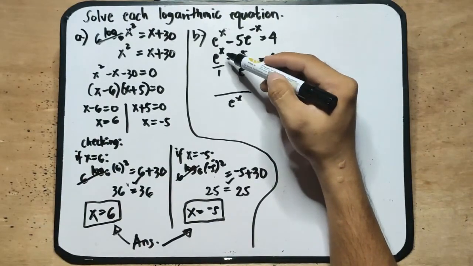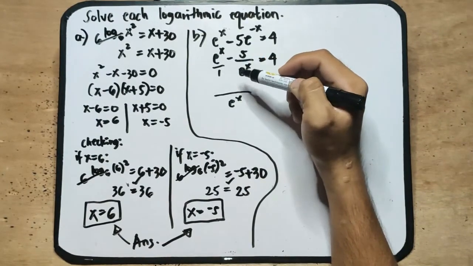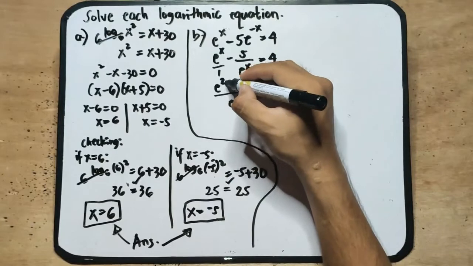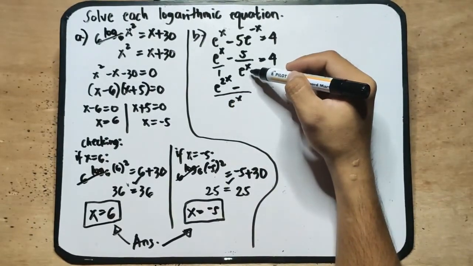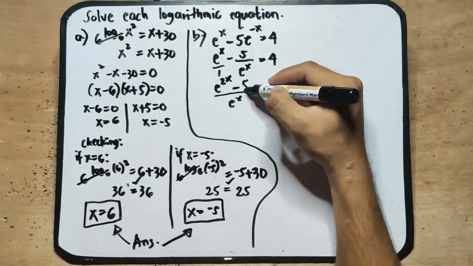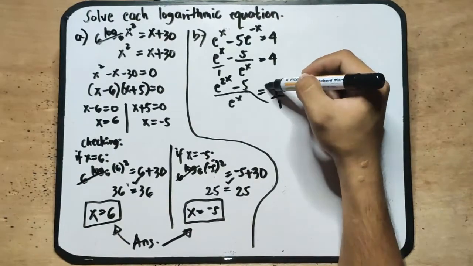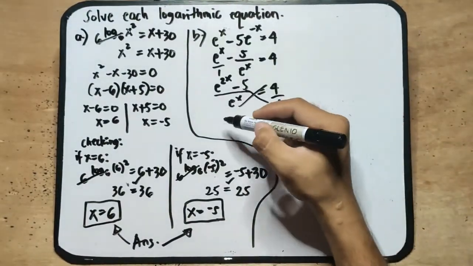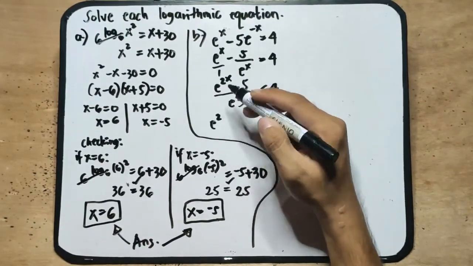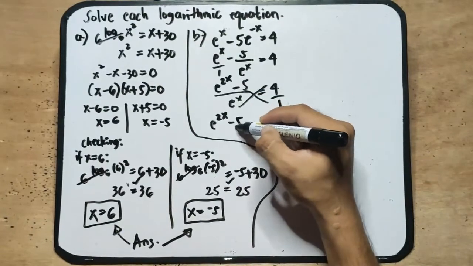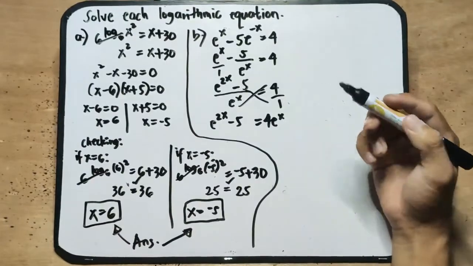E raised to x times e raised to x. So, they have the same base. So, we simply add their exponents. x plus x is 2x. So, we have e raised to 2x minus e raised to x divided by e raised to x is 1. 1 times negative 5 is negative 5 is equal to 4. Understood na may 1 yan. So, we cross multiply. So, that will be the numerator times 1 is still the numerator, or e raised to 2x minus 5. And then 4 times e raised to x is 4 times e raised to x.